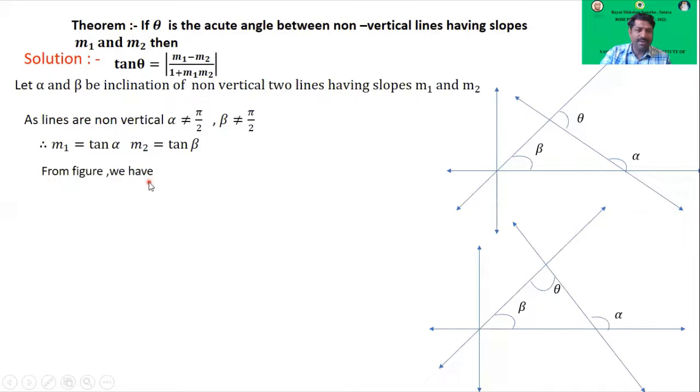From the figure, we have theta is equal to beta minus alpha. Here, alpha is the exterior angle of this triangle formed by these two lines and the x-axis. So alpha is equal to, this angle is, let me show you, this angle is here 90 minus theta. So alpha is equal to 90 minus theta plus beta. And here alpha is equal to theta plus beta.